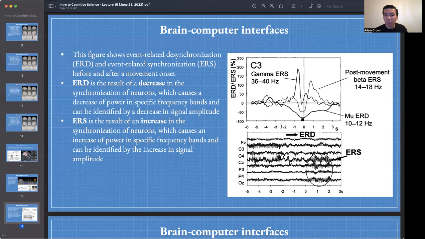And we see here ERD, event-related desynchronization. This is a decrease in the synchronization of neurons, which is also reflected by a decrease in signal amplitude. And we see that here. It's sort of a smoothing out right here in the ERD, whereas here in the ERS, event-related synchronization, we have increased synchronization of neurons, which causes an increase in amplitude. It's the opposite of a smoothing effect here. We're creating some spiking activity here.